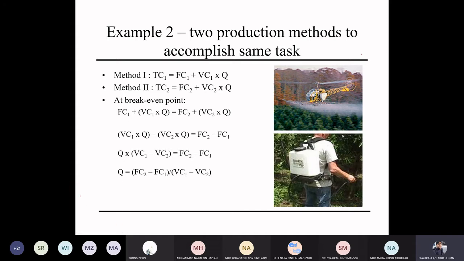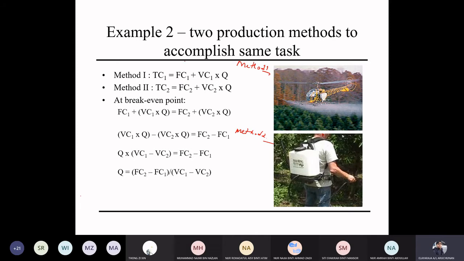This is based on your first method, method one. And this is your second method, using human herbicide spraying, using manpower. Method two. So we have two different methods. We just do that herbicides in the plantation.